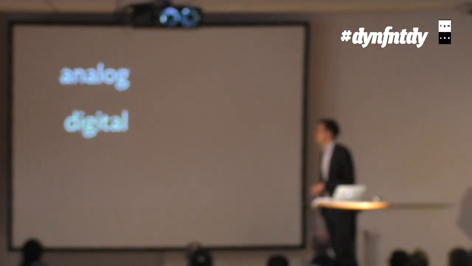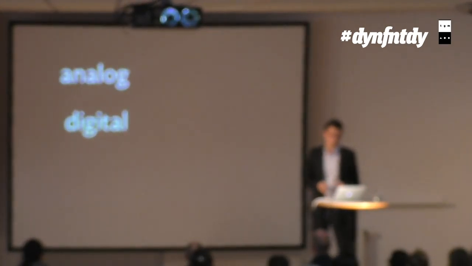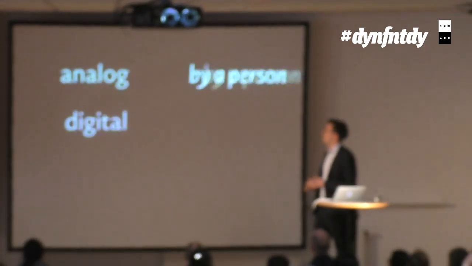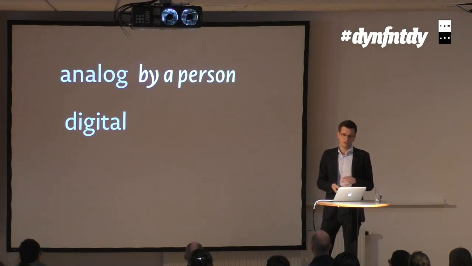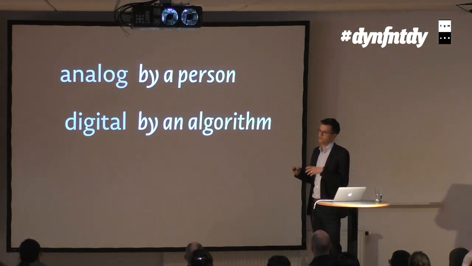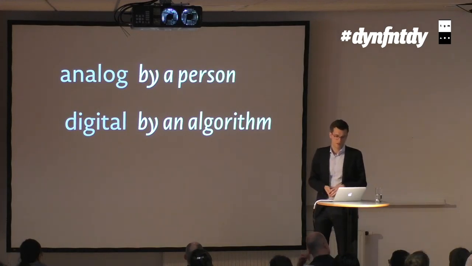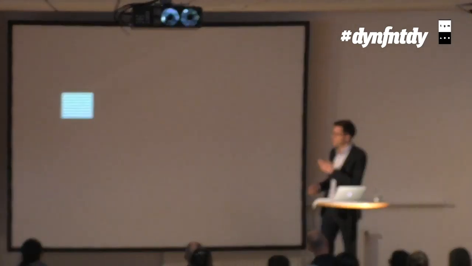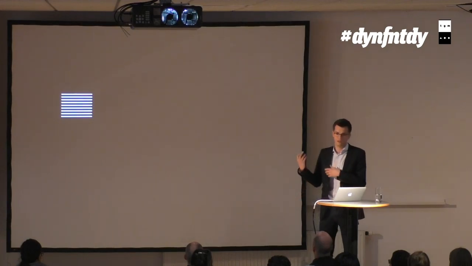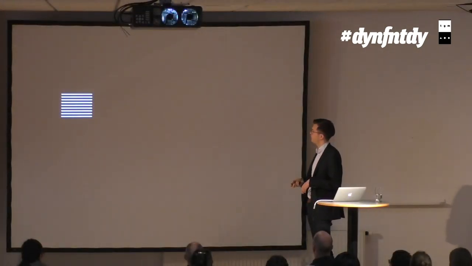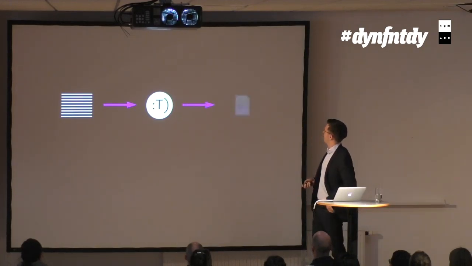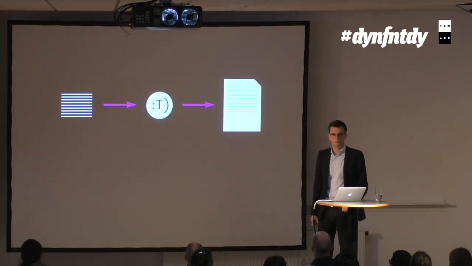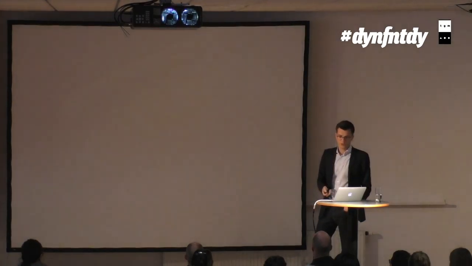Forget paper. The fundamental difference between analog and digital, I think, is that in analog, a person does the layout, and in digital, an algorithm does the final layout of something. So let's look at a traditional typography workflow. I've never done it like this, but I heard that this is the way people used to work. You have content, then you have a typographer, and then you have a design on a piece of paper. Printed and done.